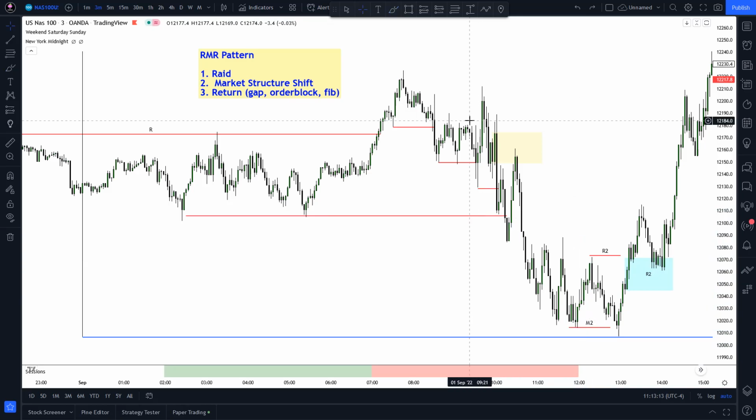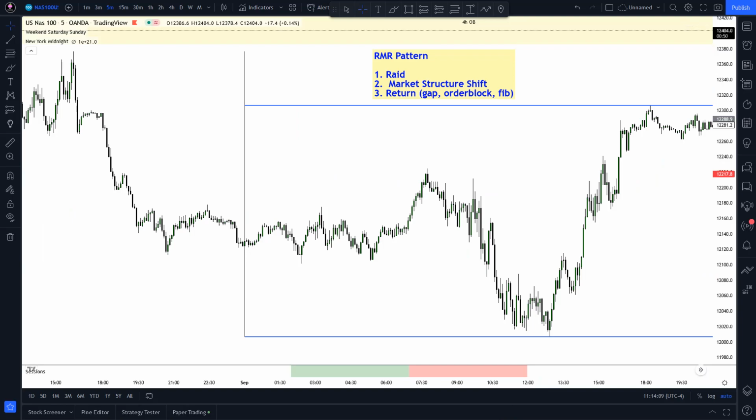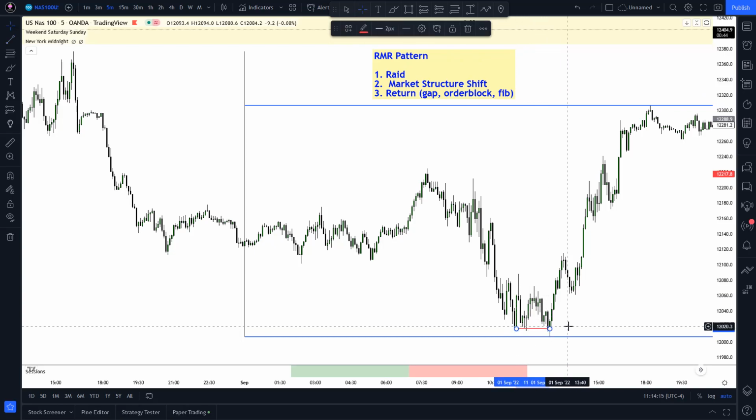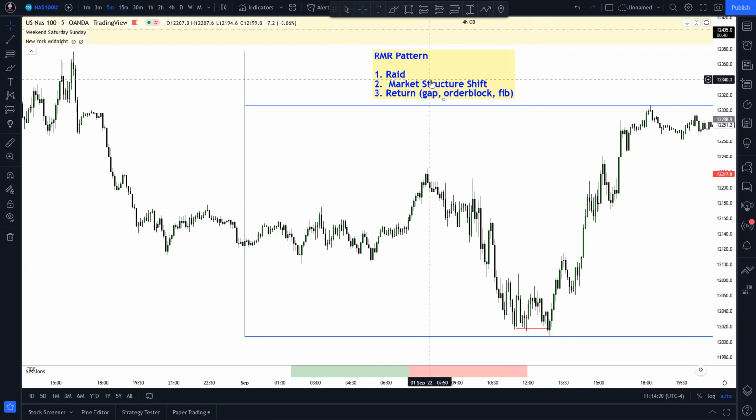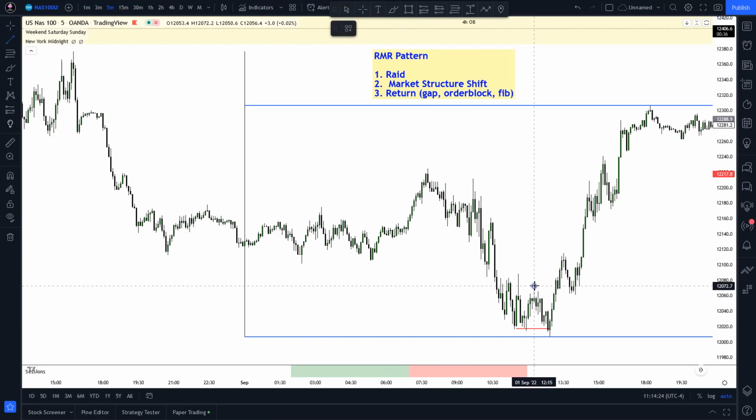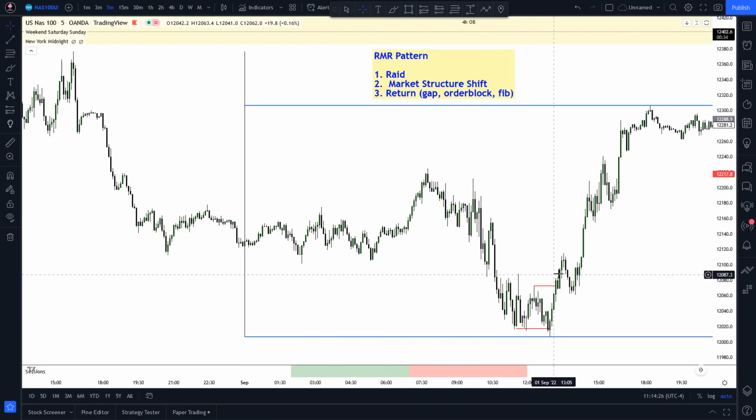I don't want to spend too much time on these backtesting examples, so I'll just move on to the second one. I've zoomed out into a 5-minute chart. First we look for a raid. As soon as we break through these relative equal lows, that's the raid. The second thing is a market structure shift. After a bearish raid, breaking swing highs makes it a bullish market structure shift.